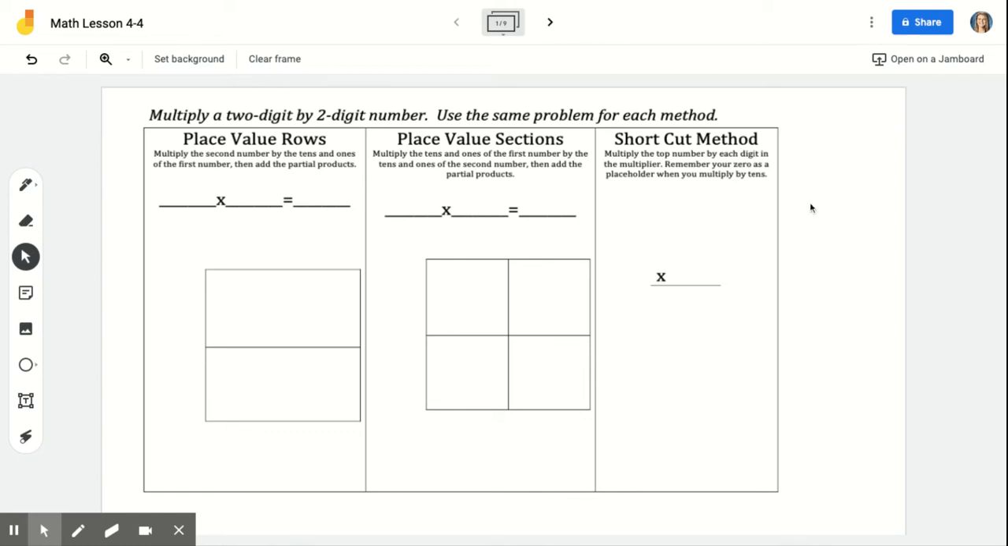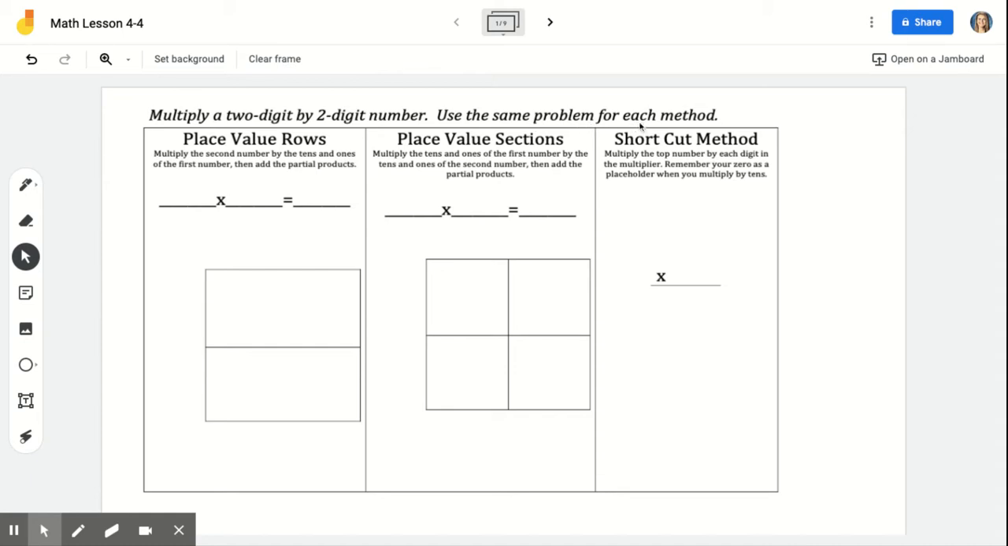This is math lesson 4-4. And in today's lesson, we are going to be using three different methods to multiply two-digit numbers by each other. So as you'll see on my screen, it says multiply a two-digit number by a two-digit number. Use the same problem for each method.